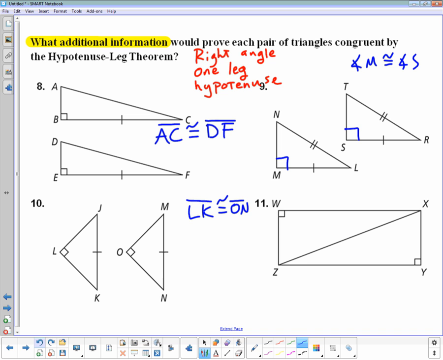JL, I heard somebody say? Would be congruent to who? MO. One or the other. Either one would be fine. Okay?